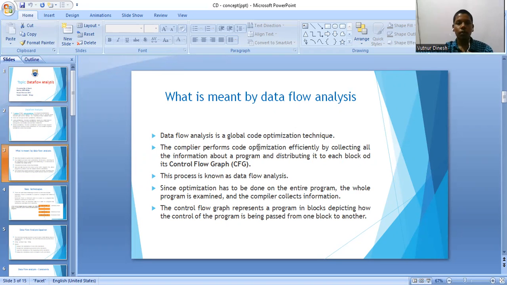The compiler performs code optimization efficiently by collecting all the information about a program and distributing it to each block in its control flow graph. This process is known as data flow analysis. Since optimization has to be done on the entire program, the whole program is examined and the compiler collects information. The control flow graph represents a program in blocks, depicting how the control of the program is being passed from one block to another.